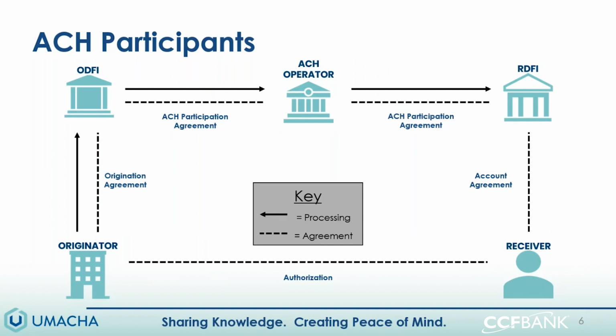So if we move up the left-hand side, this is the originator. This is going to be you in most cases. And you have an origination agreement with the ODFI, or in our example here for our training, this is CCF Bank. They are the ODFI for the transactions. They're taking the entries that you send them and they're sending them on to the ACH operator. And from there, they make their way to your customer's financial institution to debit or credit your customer's account.